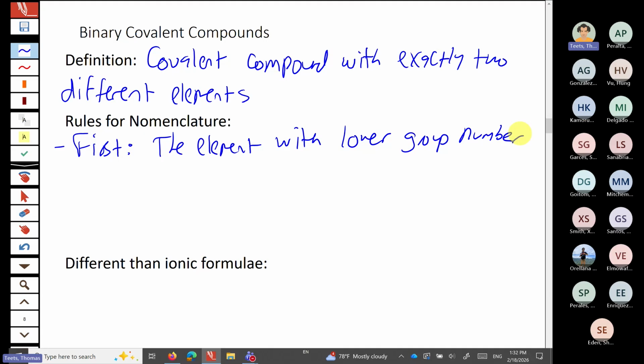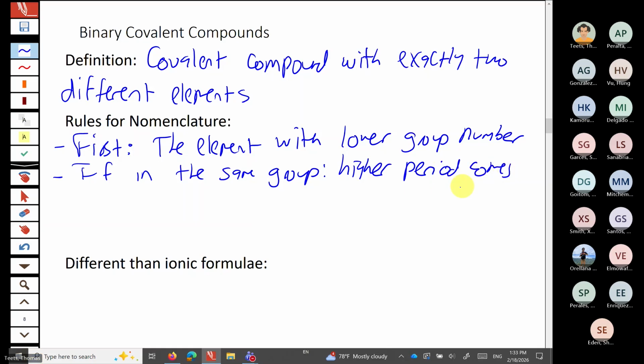Now, if the 2 elements are in the same group, so if you have like sulfur and oxygen together in the formula, for example, which are both group 6, then you would use the one further down the periodic table, the heavier one. The higher period or the heavier one, if you think about it that way, comes first. And we did an example in class last time of a Lewis structure of SO3, again, a compound of sulfur and oxygen, which are both group 6 elements, or IF5. Sulfur is further down the periodic table than oxygen.